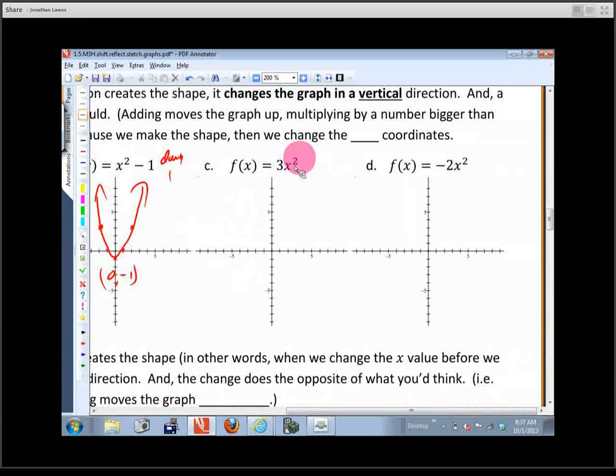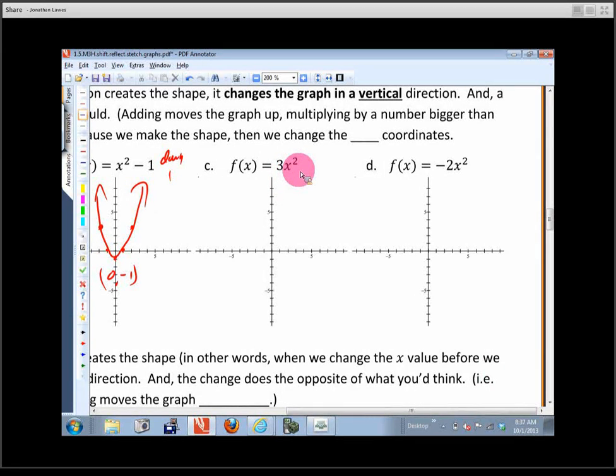This is going to be a vertical stretch. It's not going to move it anywhere. It's going to change how tall the y-coordinates are. It's going to multiply all the y-coordinates by 3. So this is still going to have a y-coordinate of 0. If I go over 1, how far up am I going to go? How far up do I normally go? I normally go up 1, but I times that by 3, so I'm going to go up 3. And I'm going to do that on both sides.